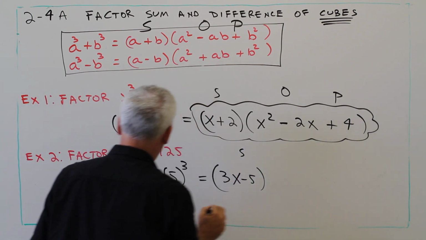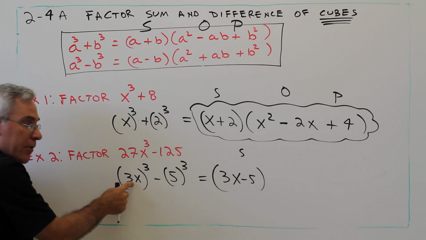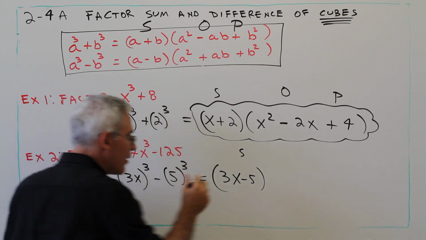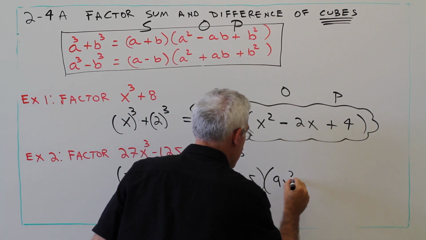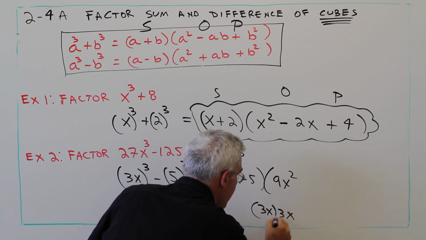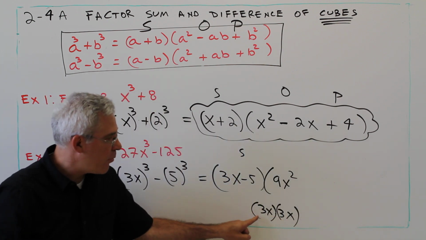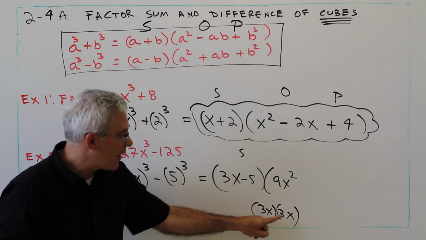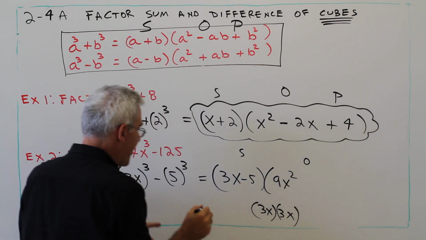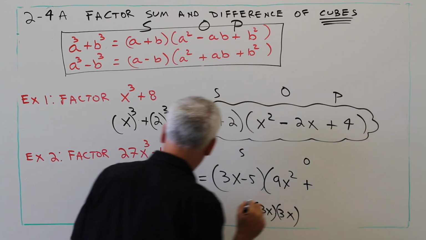That was the S. This squared, this is where a lot of students make mistakes. 3x, the quantity squared, is 9x squared. Just to show my work, 3x times 3x. 3 times 3 is 9. x times x is x squared. Opposite, so it's going to be plus sign.